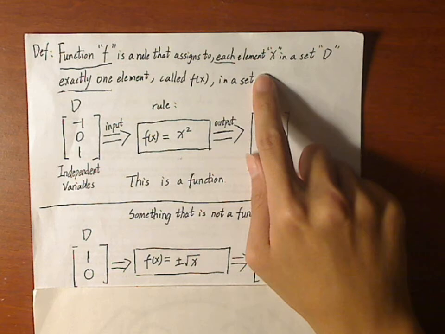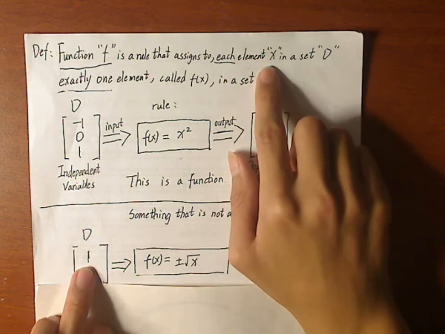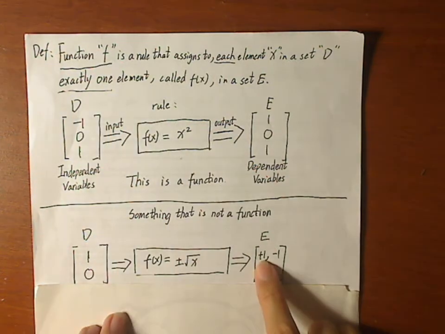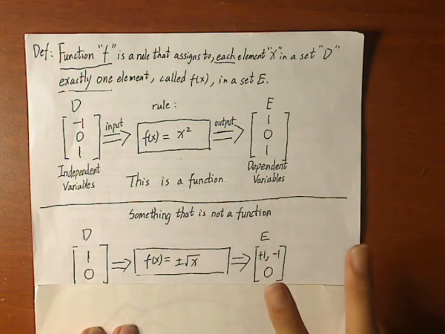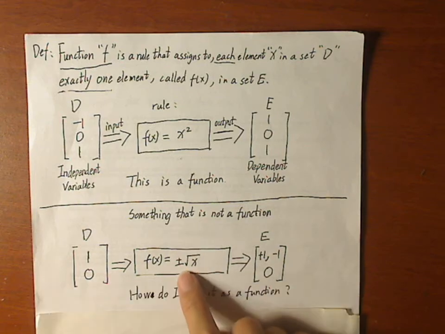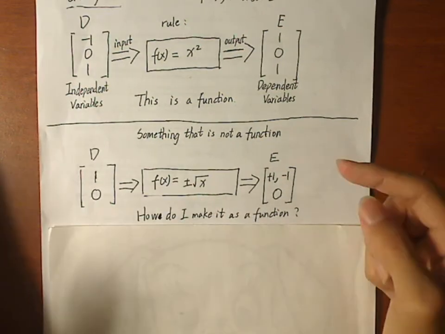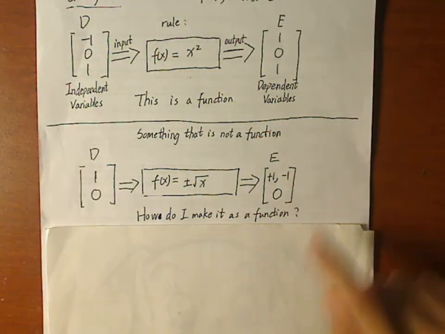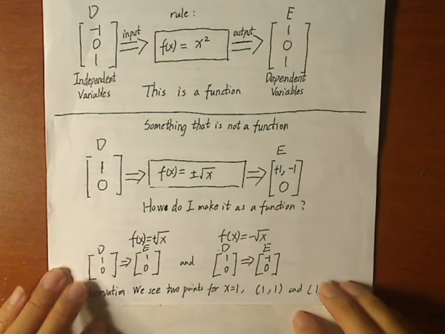If you look at it again, each element x should give exactly one element, but I have positive 1 and negative 1. I have two. So therefore this is not a function. This f(x) equal to plus or minus the square root of x is not a function. But how do I make it a function? Since I have positive and negative, how about I just separate them? Because it has two signs in it, I can separate them.